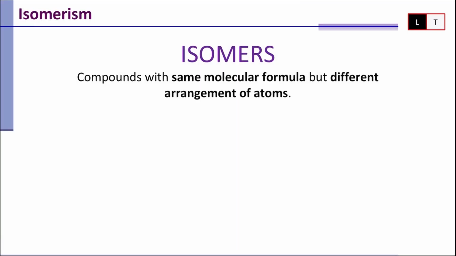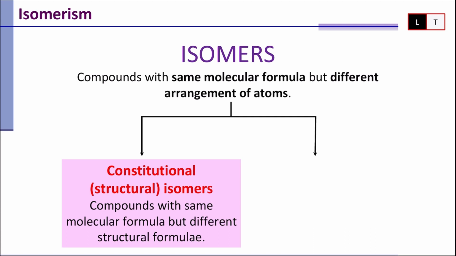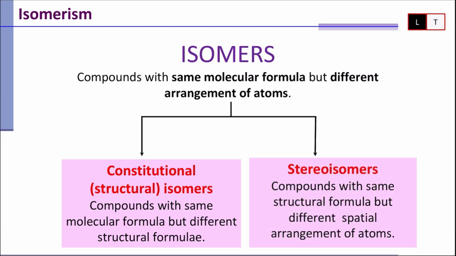So isomers are the compounds with the same molecular formula but different arrangement of atoms. There are two types of isomers that you should know. The first one is constitutional isomer. Another name is structural isomer. And the second one is stereoisomers.